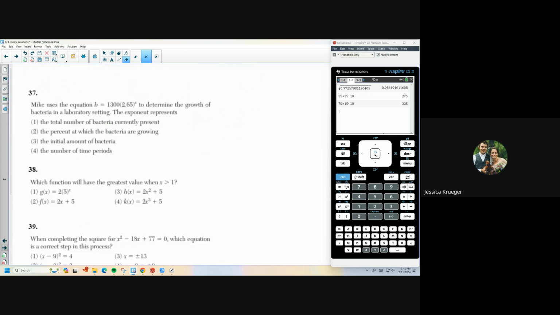Mike uses the equation B equals 1300 times 2.65 to the x to determine the growth of bacteria in a laboratory setting. The exponent represents. So let's talk about what each of these is. 1300, this is the initial number of bacteria when x is 0.